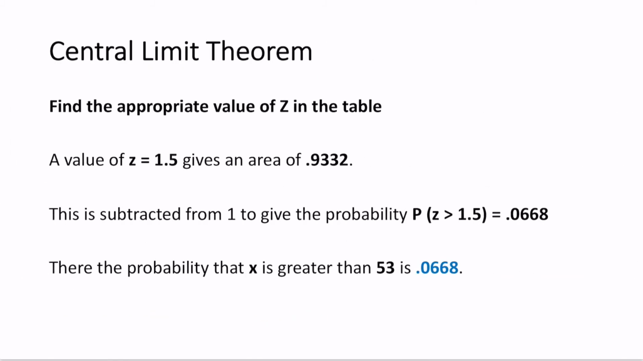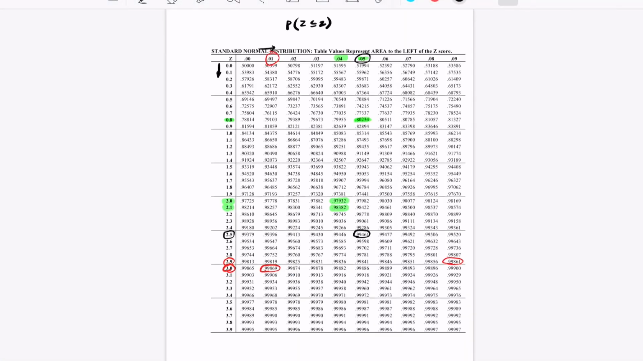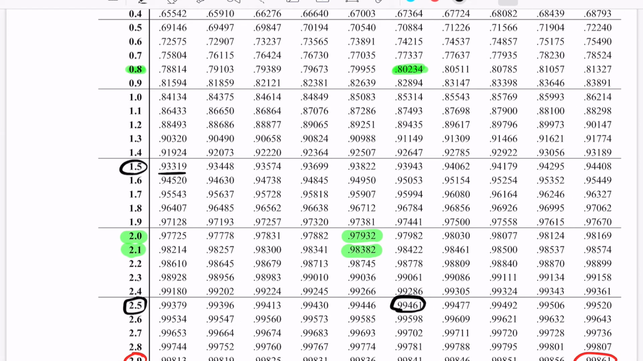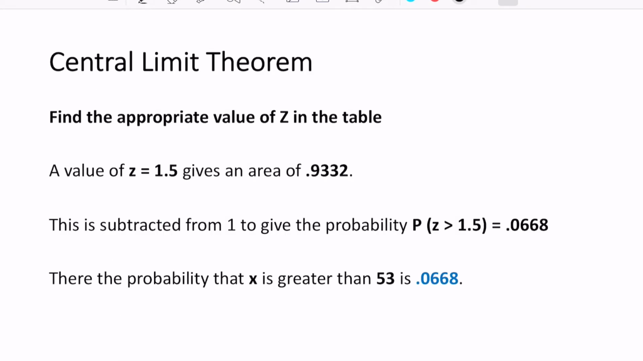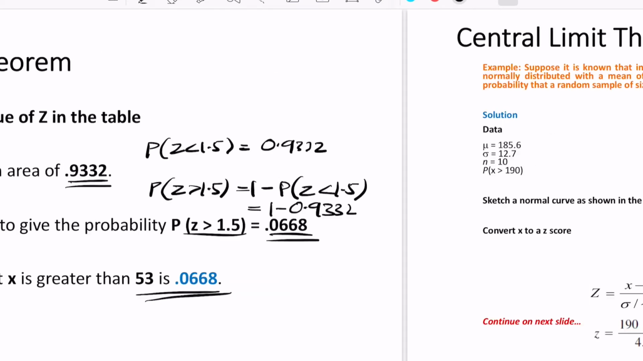So use the normal distribution table. Let me use the table now. We want to know 1.5. For 1.5 the value is 0.93319, so 0.9332. This is P of z less than 1.5 is 0.9332. So P of z greater than 1.5 can be written as 1 minus P of z less than 1.5. That becomes 1 minus 0.9332, which is equal to 0.0668. So this is the probability of x greater than 53.